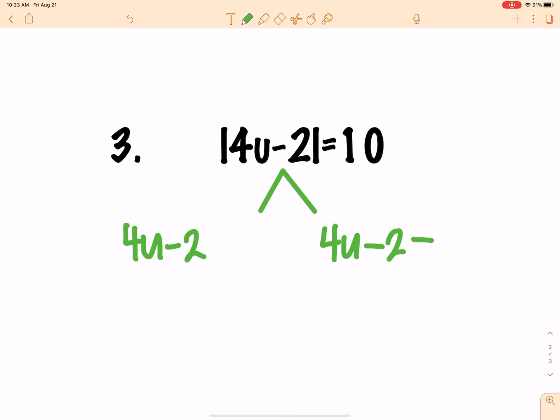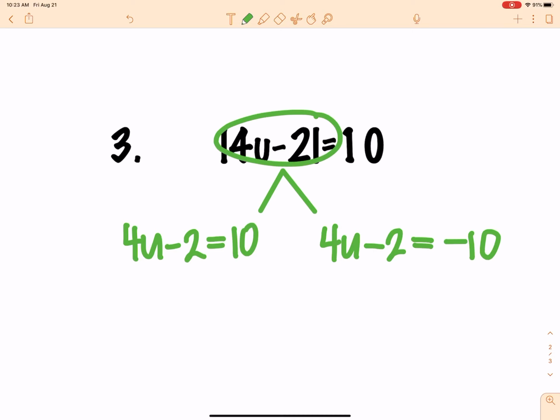But for some reason, since you change the value on the right-hand side, meaning we're going to put a positive 10 and a negative 10, you also want to change, for example, on the second equation, this to a plus 2. Don't do that. We're not changing. Do not touch the inside. 4u minus 2 will stay the same. The only value that changes is this 10. Okay, so that's what I want you to look out for.